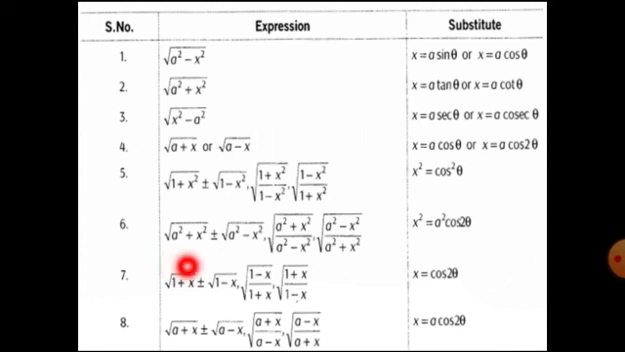Next, the eighth one is square root of a plus x plus or minus square root of a minus x, or square root of a plus x divided by a minus x, or square root of a minus x divided by a plus x. In this expression, you have to substitute the value of x as a cos 2 theta.